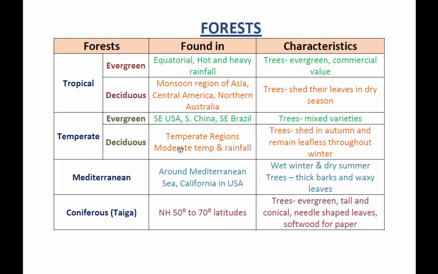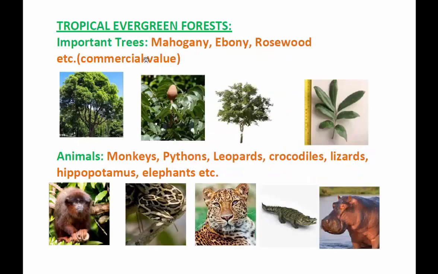Well, we'll go and see some of the flora and fauna, or plants and animals of this very forest. The first one is tropical evergreen forest. Trees are evergreen in nature, and most of the trees that are found in these regions are of commercial value. So you can see here mahogany, ebony, rosewood. These are all types of trees that are found in the tropical evergreen forest.